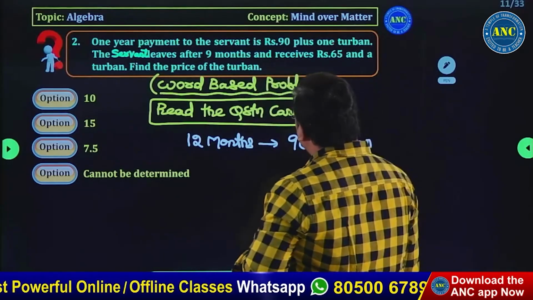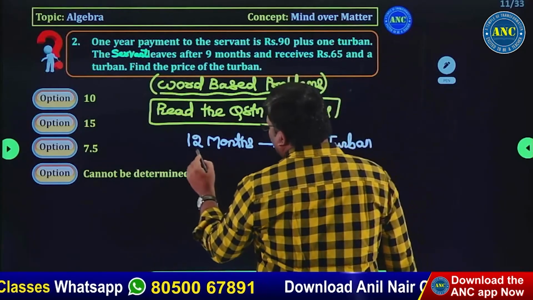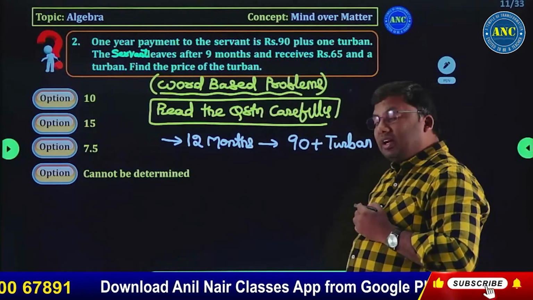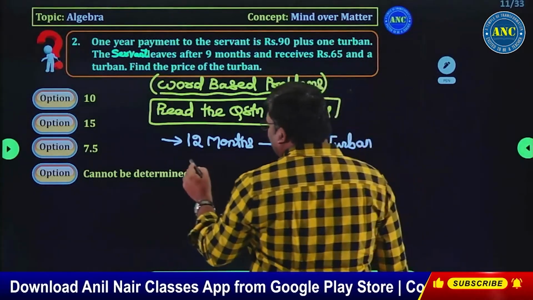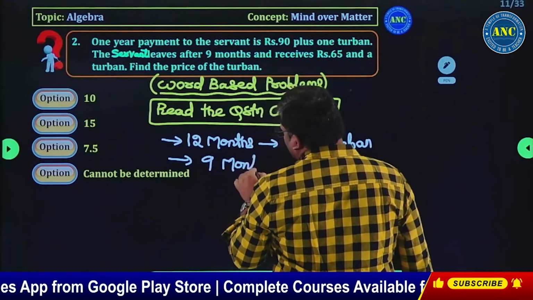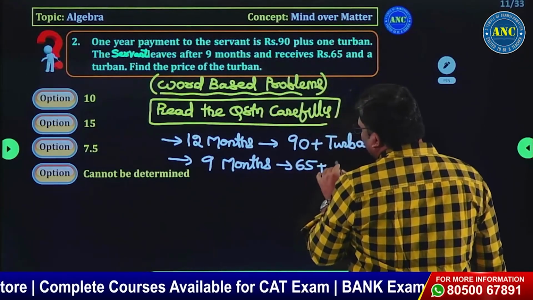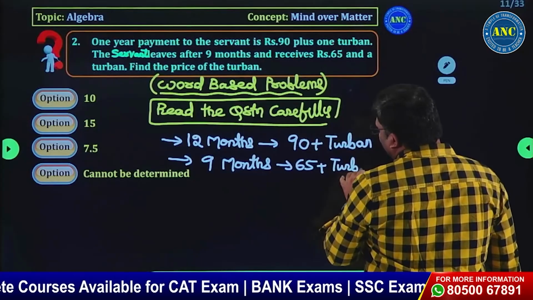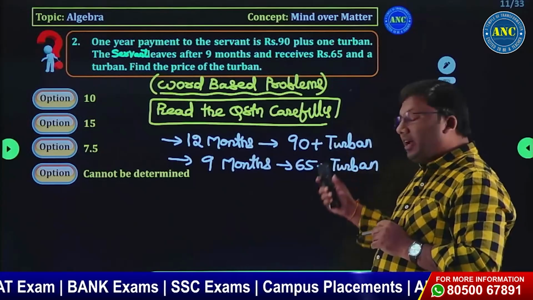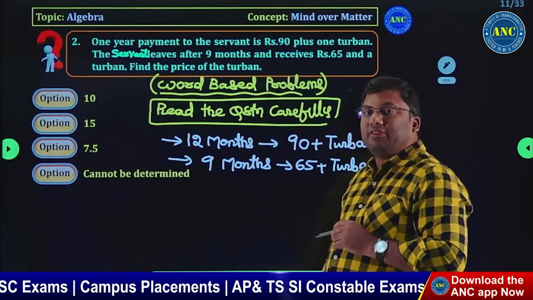The servant leaves after 9 months and takes 65 and a turban. Suppose if he works for 12 months, I need to give him 90 plus a turban. Suppose if he works for 9 months, I will pay him 65 plus a turban. If he works for 12 months, he will get 90 plus turban. If he works for 9 months, he will get 65 plus turban.